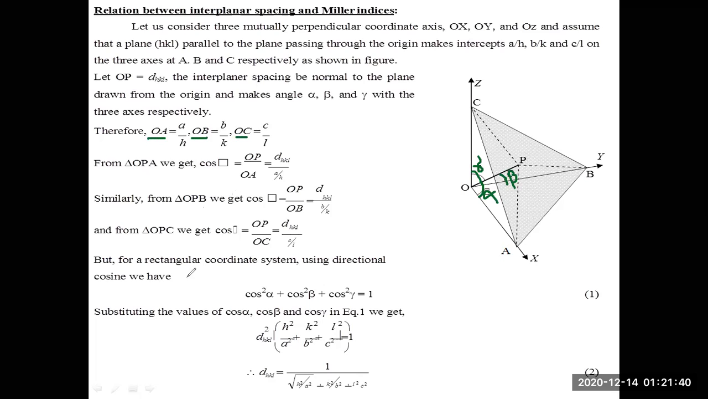Now OP is what you already know, that is d_hkl, the interplanar spacing, which is normal to the plane, drawn from the origin and making the angles alpha, beta, gamma.